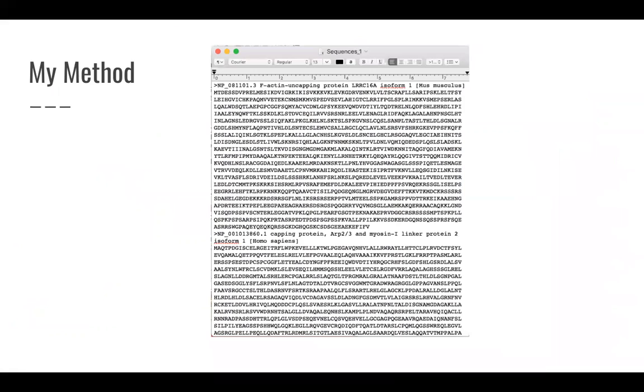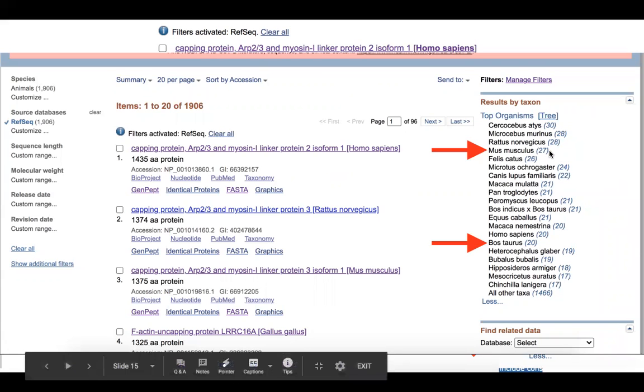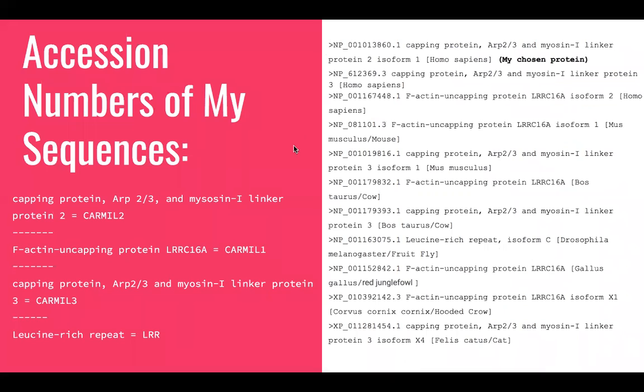and I begin selecting other sequences. And I just did this manually. I filtered by organism, selected a few from mouse, selected a few from cows. And in total, I selected 11 sequences. For example, I chose 2 sequences from mouse, but one is for the Carmil 1 protein, and the second one is for the Carmil 3 protein.